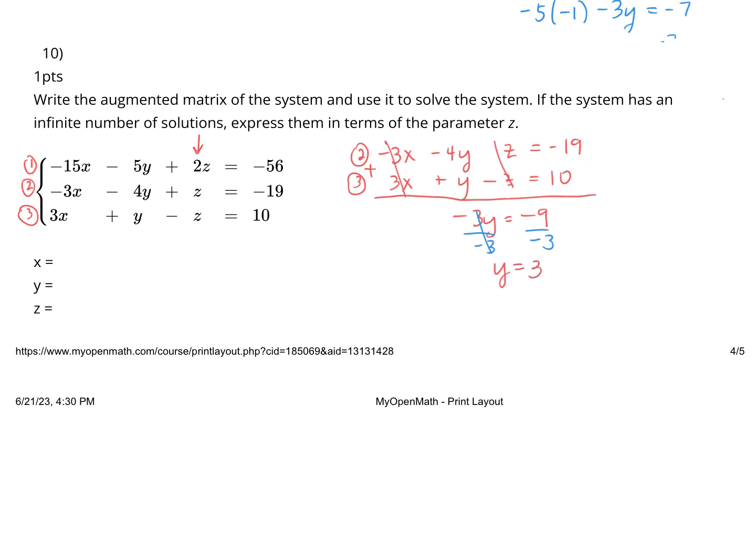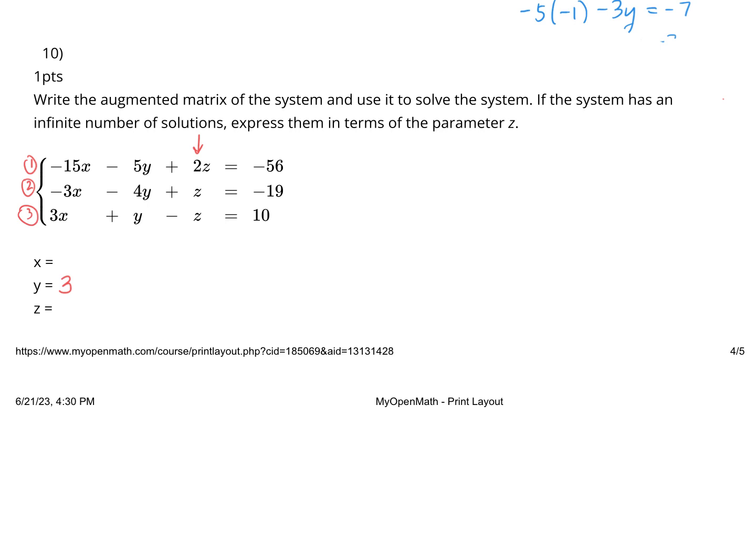Okay, so I've already gotten one answer. I can put a 3 next to the y. That one's done. Now, instead of using 2 and 3, I need to use a different combination. It doesn't really matter, let's use 1 and 3. The only reason I'm picking 1 and 3 is because they have opposite signs. So I'm going to use those two, equations 1 and 3.